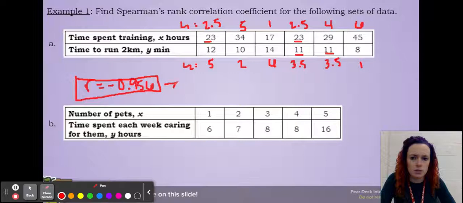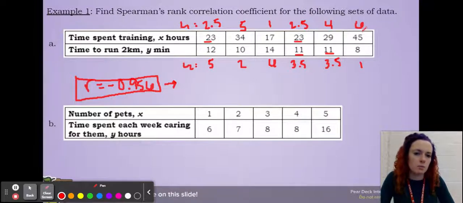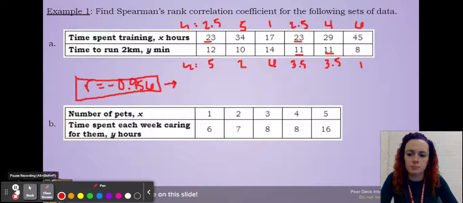Even though the directions only ask us to find Spearman's rank correlation coefficient, we're also going to interpret it so that we understand what that value means. Because this is negative, that tells me that as x increases, y decreases. In the context of the actual problem, it means that the more time I spent training, the faster my 2K time was, or the less time I was spending to run that 2K.